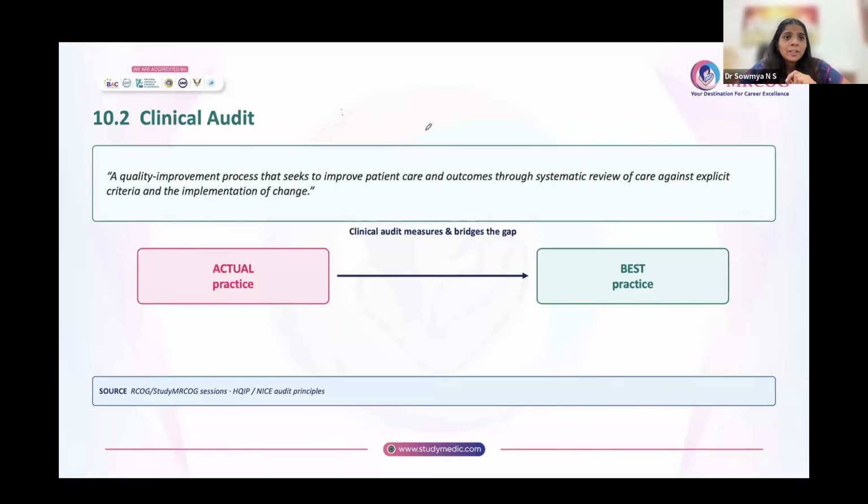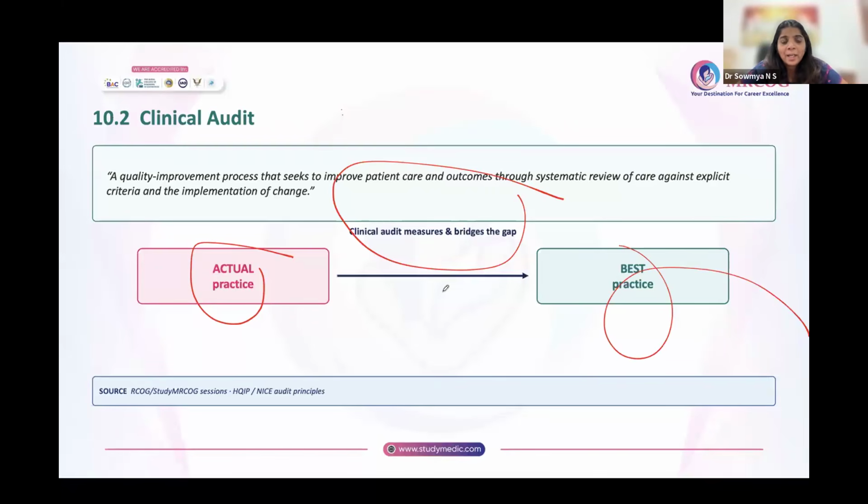So you already have the script and the tune for the song. How well you are singing to that is what the clinical audit measures: the actual practice against the best practice. But if you are somebody trying to figure out the lyrics and tune of the song, that is research. I hope I am clear with this.